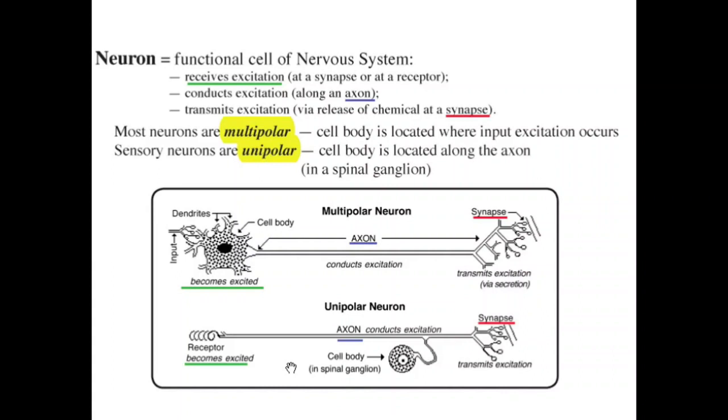Unipolar neurons are sensory neurons. Sensory neurons become excited by peripheral receptors, such as mechanoreceptors or thermoreceptors or nociceptors that are excited by noxious stimuli. The cell body does not have an excitability role, so it is located along the axon in a ganglion near the central nervous system where it can be protected by bone. The terminal branches of a unipolar neuron are within the central nervous system where they excite the next neuron in the pathway.